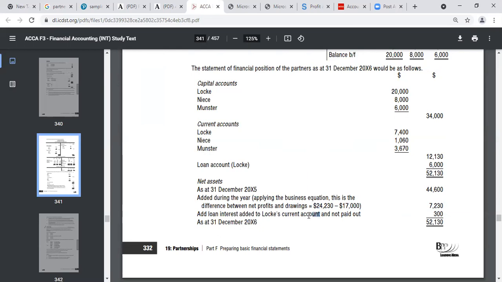And then also adding the loan interest, which ideally they didn't tell us had been paid. So we are including it as something that has to be added back, because it's like an accrual. That's why we're bringing in the 300 right there. And at the end of the day, we should be able to come to our 52,130. So that is just something so you basically understand. All right, so that is what happens with the partner accounts.